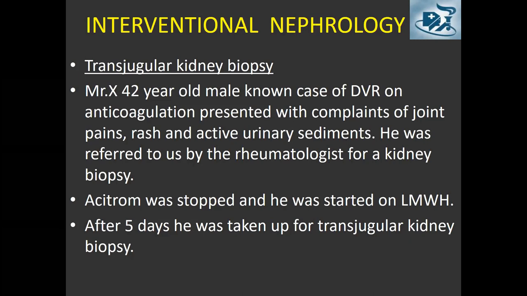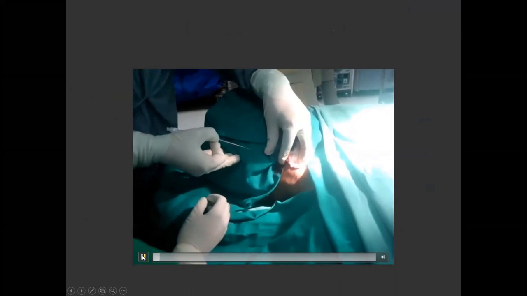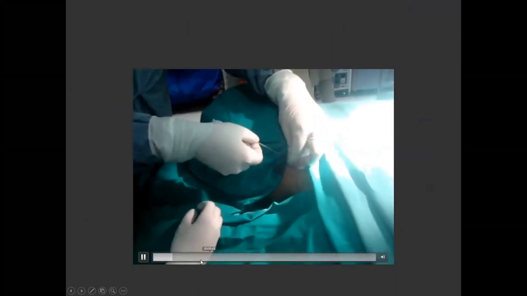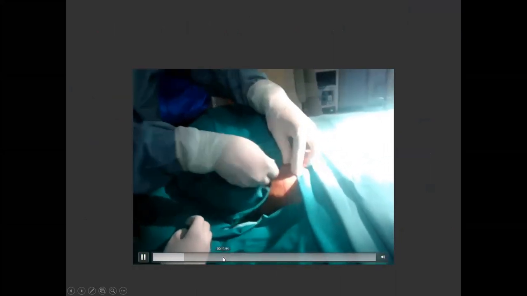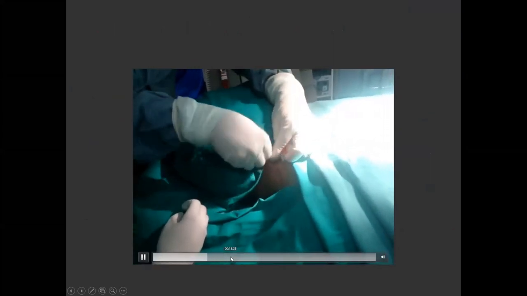this was a 42-year-old male patient who had undergone a double valve replacement and was on anticoagulation. He presented with active renal sediments, and he was referred to us by the rheumatologist for a kidney biopsy. So we decided that we will do a transjugular kidney biopsy in this patient. In transjugular kidney biopsy, first of all, you have to introduce the wire under fluoroscopic guidance. Basically, the process remains the same. First of all, you have to introduce the wire.